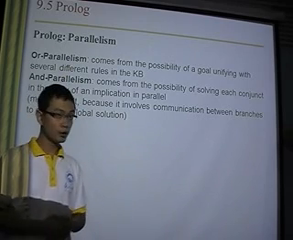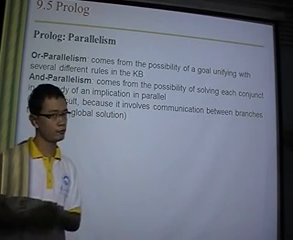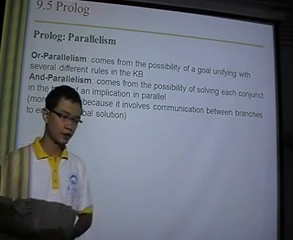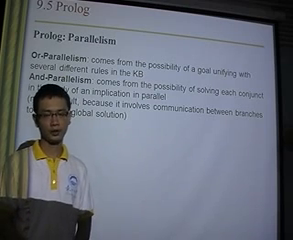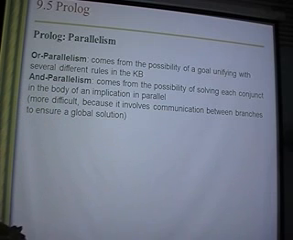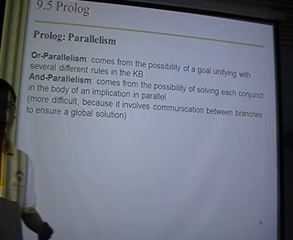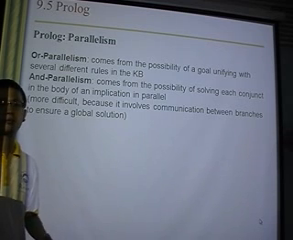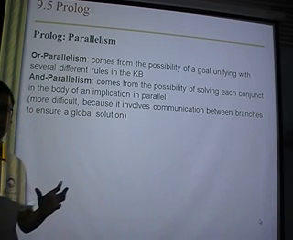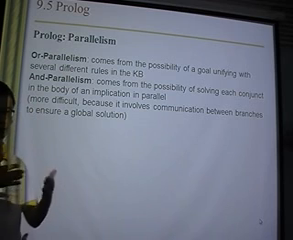And one of the best ways to improve efficiency is through parallelism. There are two kinds of parallelism, the OR parallelism and the AND parallelism. The OR parallelism comes from the possibility of a goal unifying with several different rules in the knowledge base. You see, for one goal, there may be multiple rules that match the goal. And we can carry out the matching in parallel to improve the efficiency.